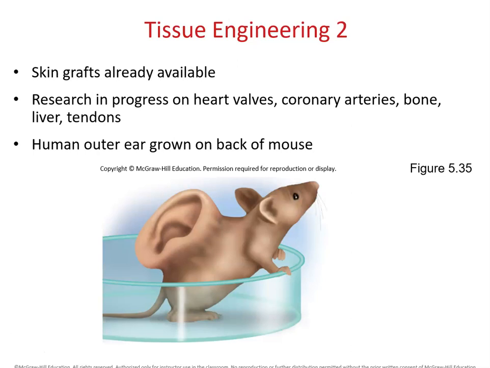So skin grafts, we do this all the time with skin grafts. It's fairly common for burn victims and people who have other large-scale surgeries or injuries. We have ongoing research getting closer and closer to functional tissue engineering with heart valves for replacing damaged or diseased heart valves, coronary arteries, bones, liver, and tendons, and the really famous picture, the mouse with the ear growing.